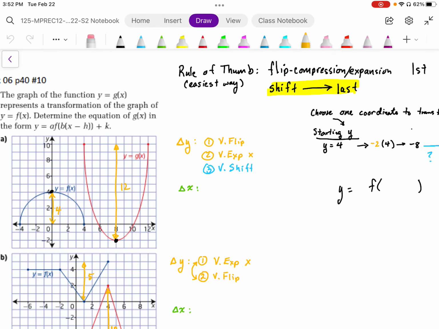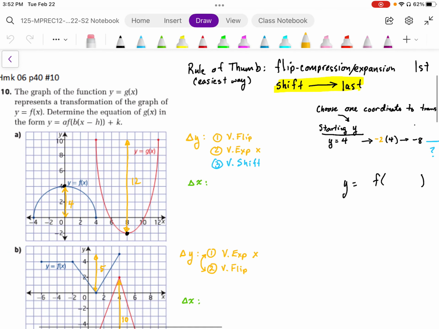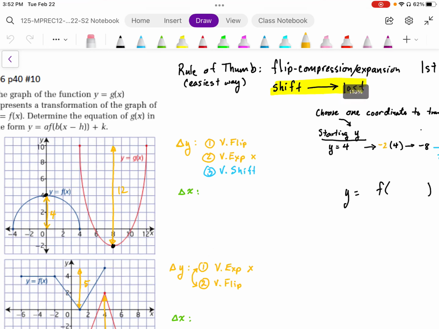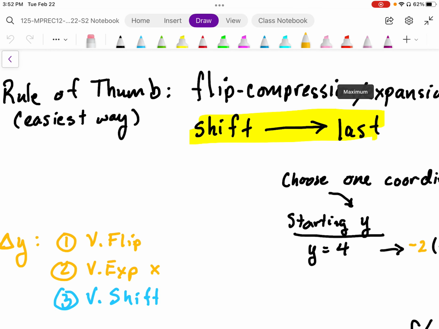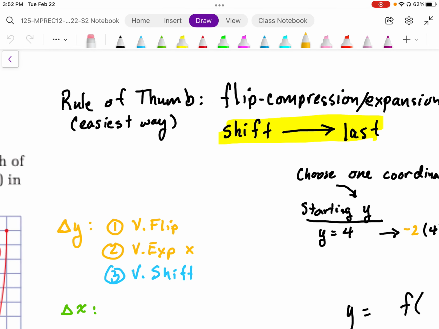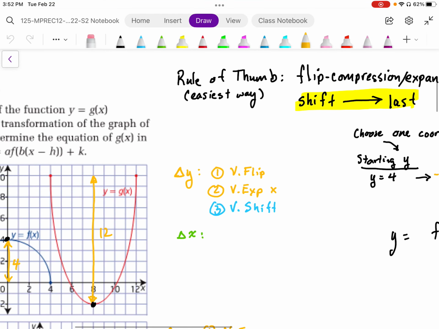When we look at transformations, as a rule of thumb, the easiest way to do transformations is flip and compression or expansion first, and shift last. So shift last is what we prefer, when possible. This is not always possible. When we have the choice, we should do shift last.